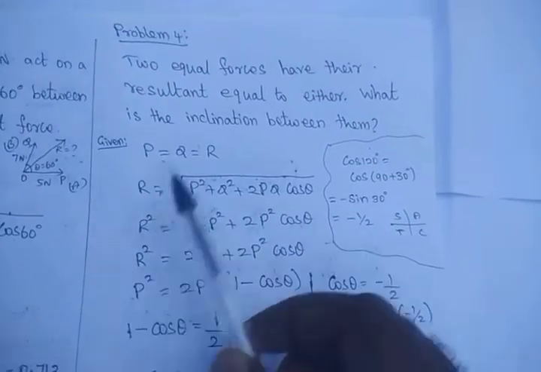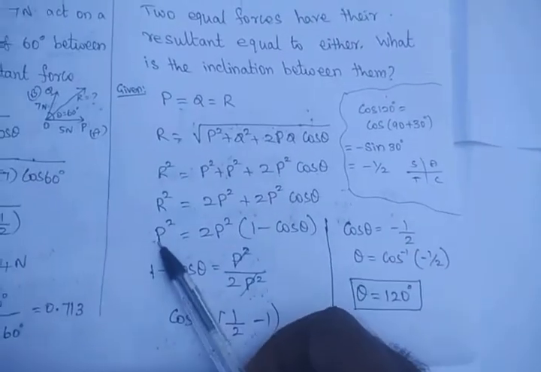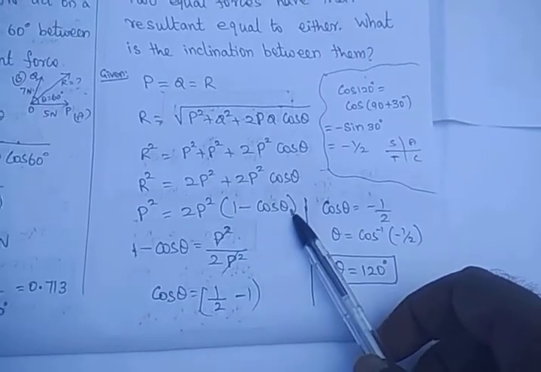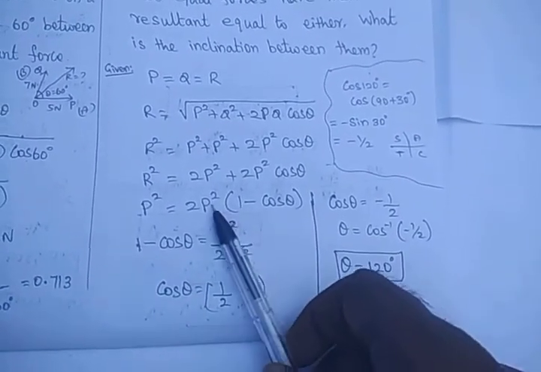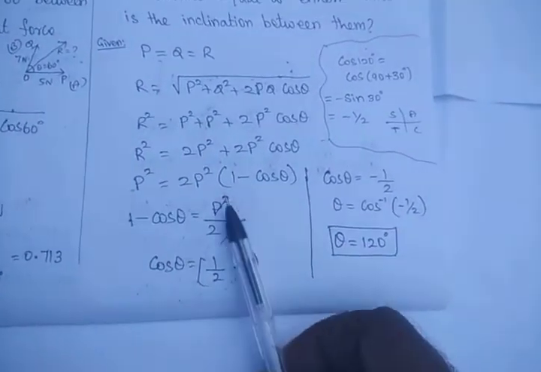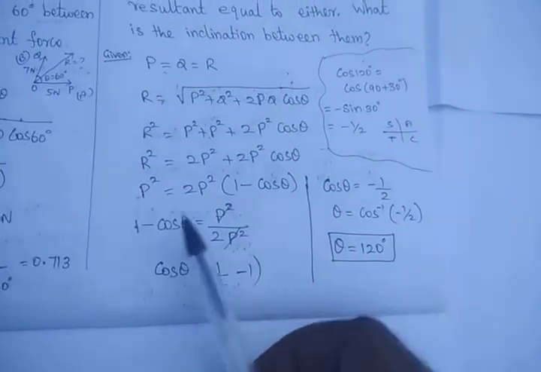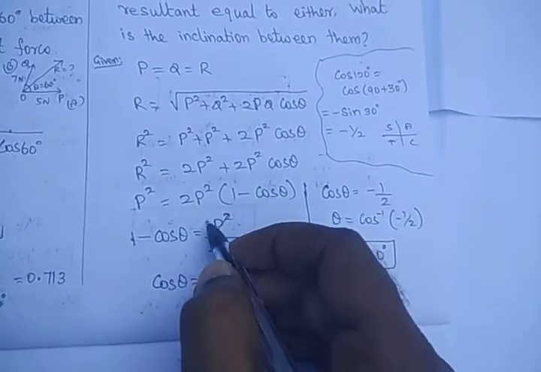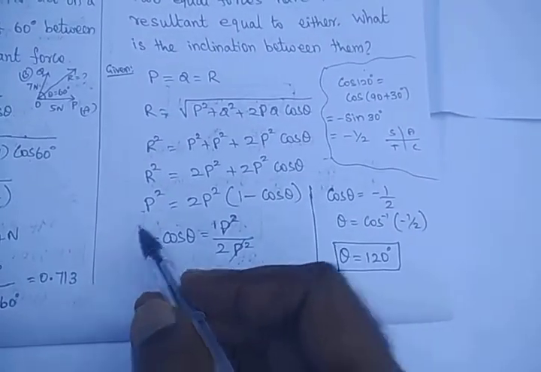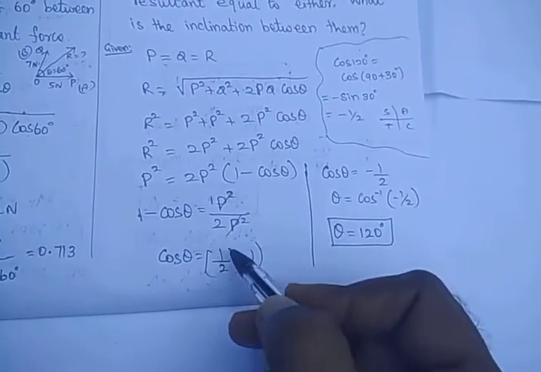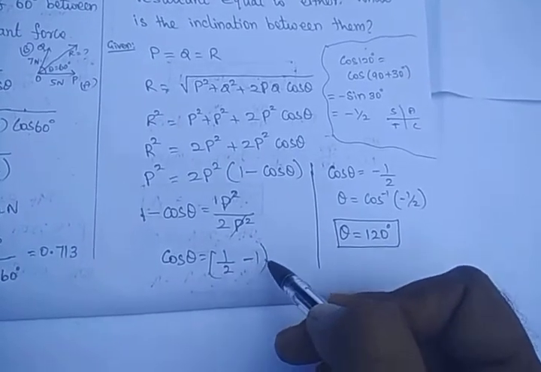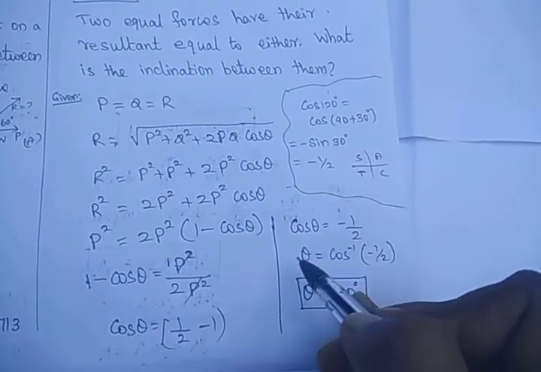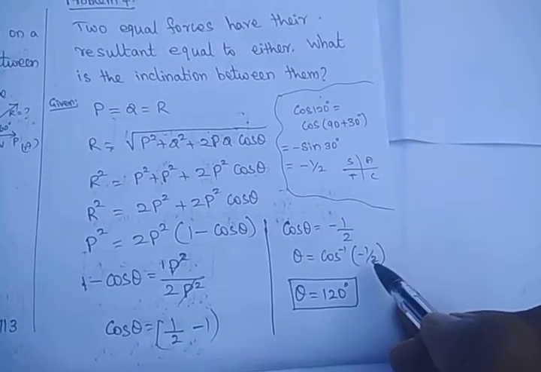So what is this R? Yes, this R is also P. So you substitute P square which is equal to 2P square, commonly taken outside, 1 minus cos theta. So 1 minus cos theta as it is, you bring this 2P square here. That is P square by 2P square, P square get cancelled. So 1 by 2 we get. So if you bring this 1 here, what will happen? Cos theta is equal to 1 by 2 minus 1. So half minus 1 we get minus 1 by 2. So cos theta is equal to minus 1 by 2. So theta is equal to cos inverse of minus 1 by 2.